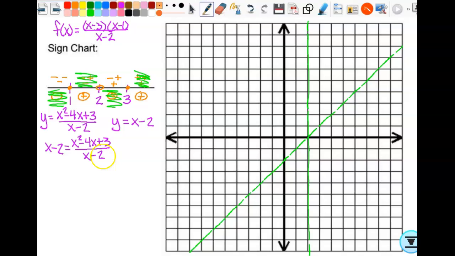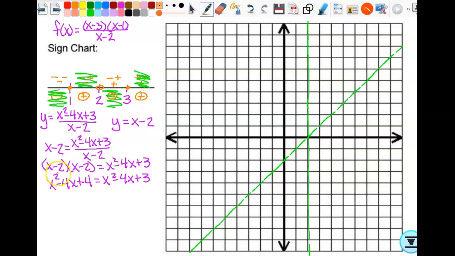I need to get rid of my denominator. So I'm going to have x minus 2 times x minus 2 equals x squared minus 4x plus 3. So then I have to multiply this together correctly and accurately and efficiently. So this is x squared minus 4x plus 4. That equals x squared minus 4x plus 3.